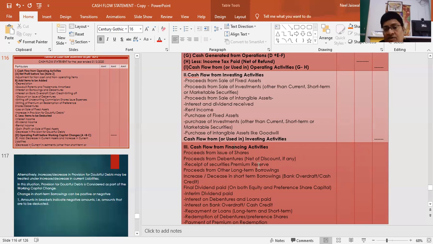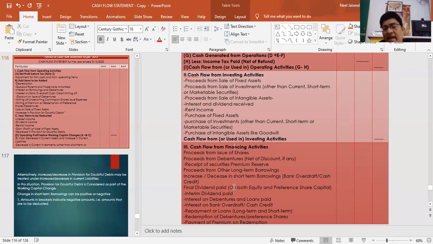Receipts of security premium reserve, you can add over there in the shares also. Proceeds from other long-term borrowings, like a bank loan you have taken. Even an increase in bank overdraft or cash credit will also be taken over here in the financing activity, and a decrease will be subtracted.